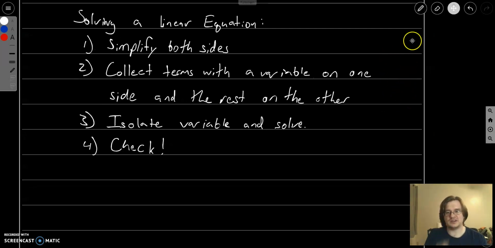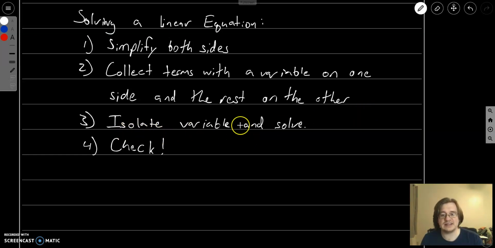Solving linear equations in general, they give us some nice steps. So again, simplifying both sides. Simplifying makes everything simpler. It's in the name. The next order of business is to collect terms of the variable. Say, collect all the x's and put them on one side, and everything without an x on the other, or whatever variable name we're using, y, t, it doesn't matter.